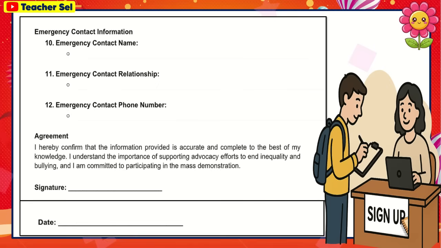Emergency contact information: emergency contact name, emergency contact relationship, emergency contact phone number. For the agreement: I hereby confirm that the information provided is accurate and complete to the best of my knowledge. I understand the importance of supporting advocacy efforts to end inequality and bullying, and I am committed to participating in the mass demonstration. You write your signature and the date.